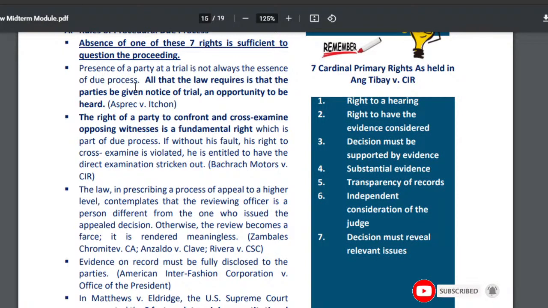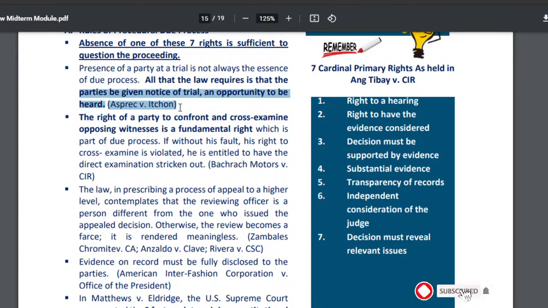But then again, you have to consider that the presence of a party at trial is not always the essence of due process. Again, you don't need for all of the parties to the particular complaint be present during trial, because that is not always the essence of due process. What the law only requires is that parties to a particular admin case be given notice of the trial and an opportunity to be heard.